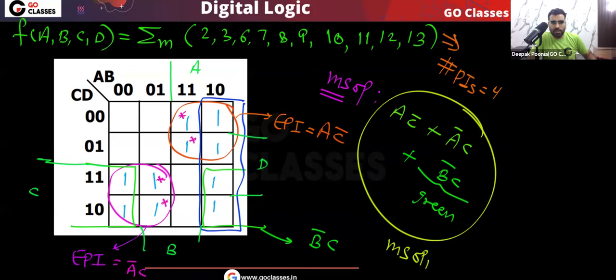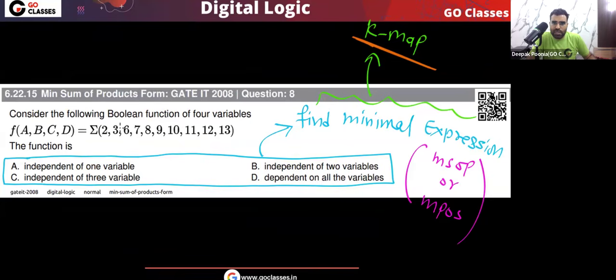Okay. So remember, for this question, I can say that this function is independent of variable d. You can see in the minimal expression, we don't have variable d. So I can say that this function is independent of variable d. So independent of one variable. So you can see the answer will be option A. Okay. Very simple. I hope you understood this question and this solution.